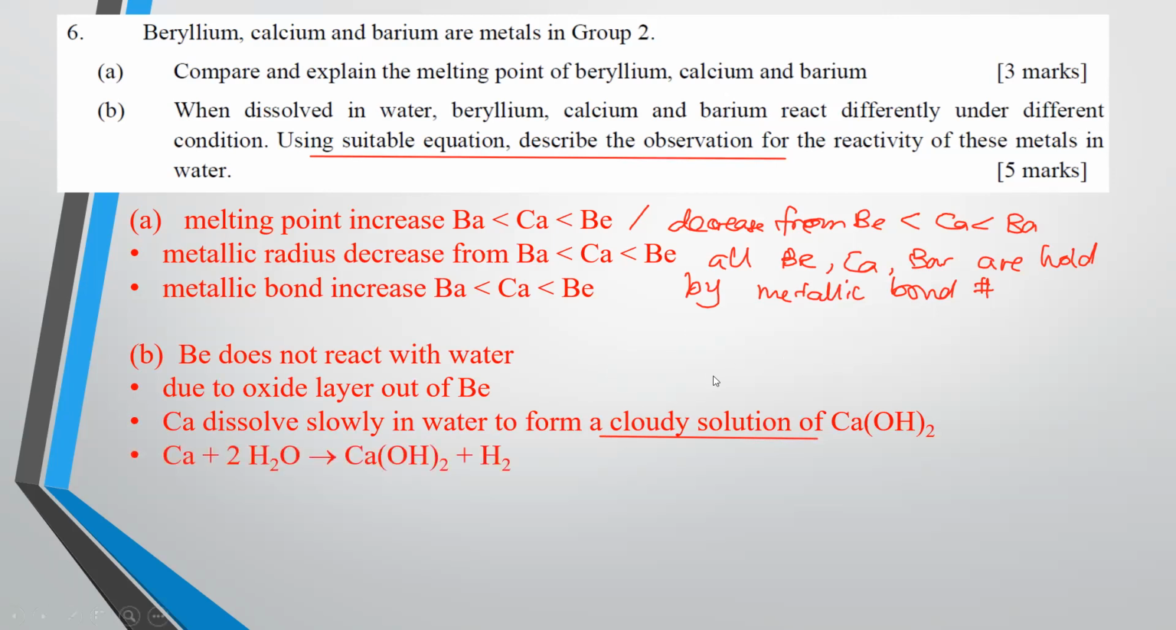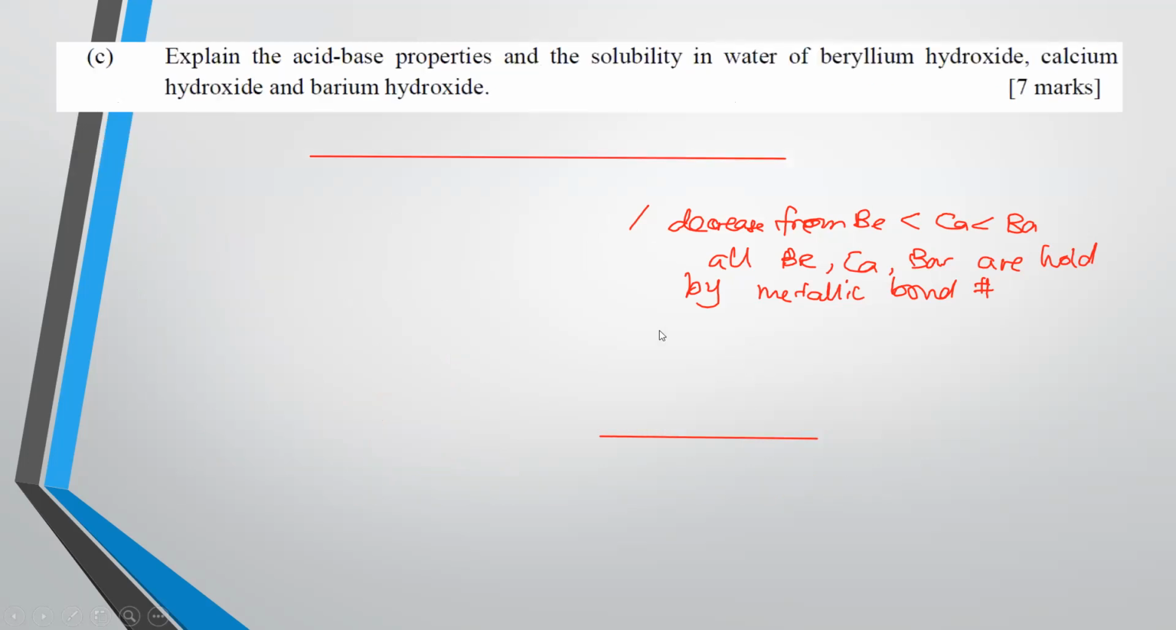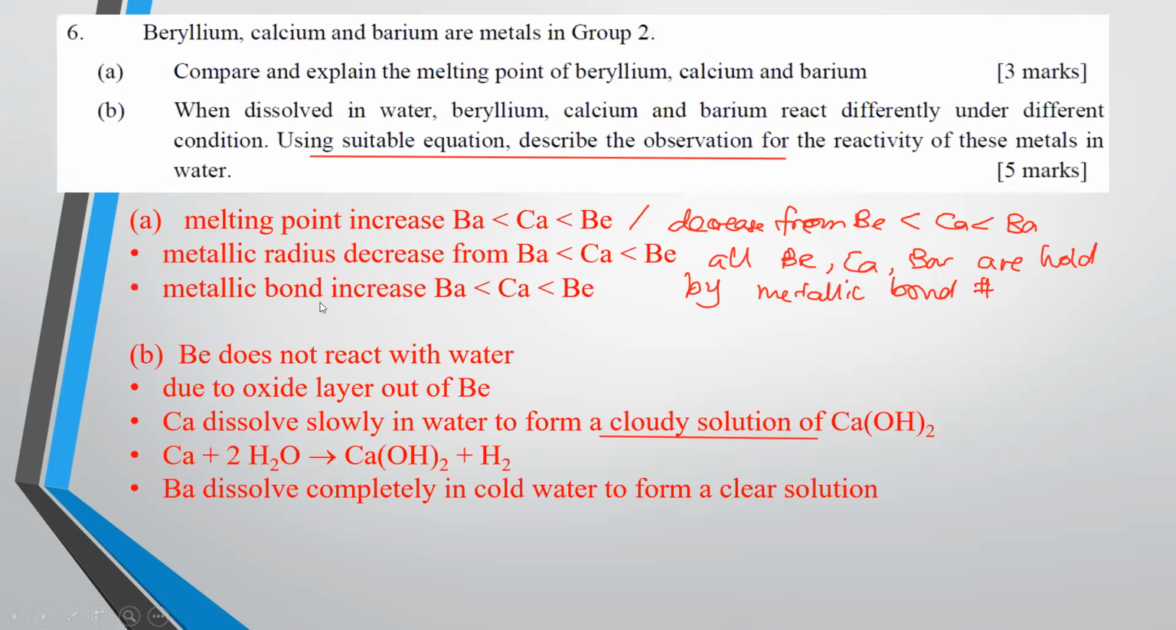And according to this equation, calcium plus water give calcium hydroxide plus hydrogen, and then barium dissolve completely in cold water to form a clear solution. So the equation is the same as in the calcium hydroxide. So if you write again the equation, usually they will classify as one equation from the calcium and the barium, because they are the same in here. So that is how we are going to answer 6A and 6B.